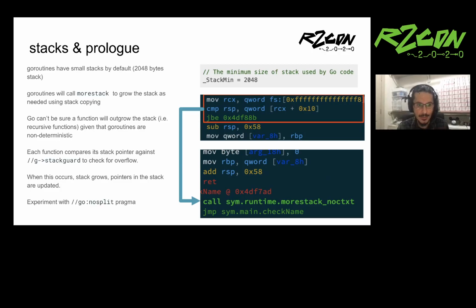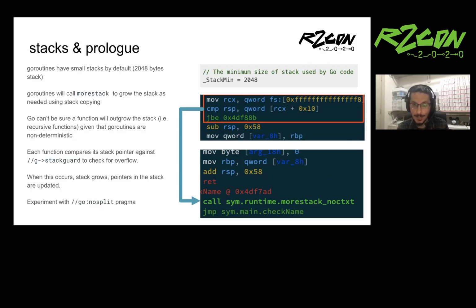Because of that, each function at the beginning has this prologue where it is comparing the stack pointer against a variable called stack guard to check for overflow. When this occurs, the stack grows and the pointers in the stack are updated, right? This is what you're going to see at the beginning of most functions in Go, where it's doing that comparison, and then it goes into a loop and calls more stack as needed to grow the stack for this particular function. And that's one way that you can identify functions in Radare.